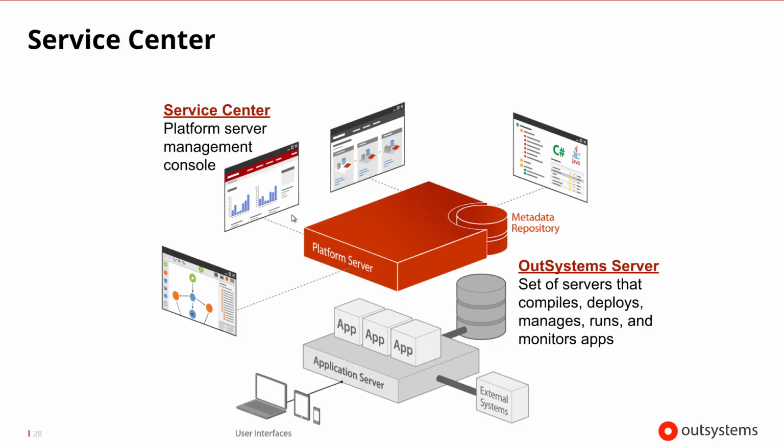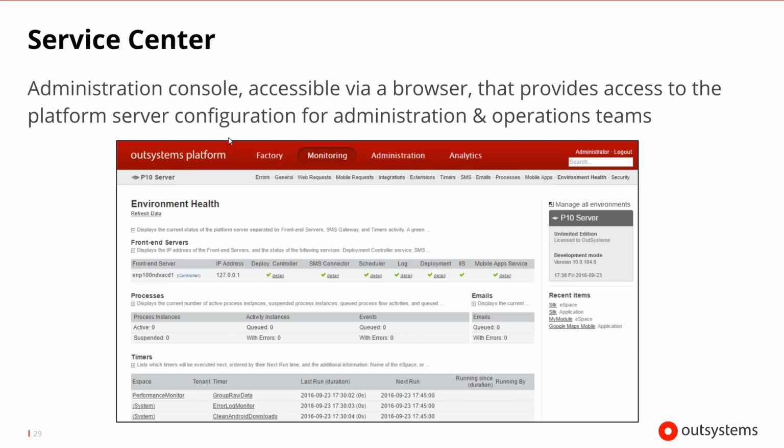And this is a capability that will help us configure the platform and understand what's going on inside of it from an administration and operations standpoint. So inside of this web app, we have the capability of looking at the factory and the apps that are available in the factory. We can monitor the server itself, administering the server, and getting the different types of analytics all inside of the same administration console.